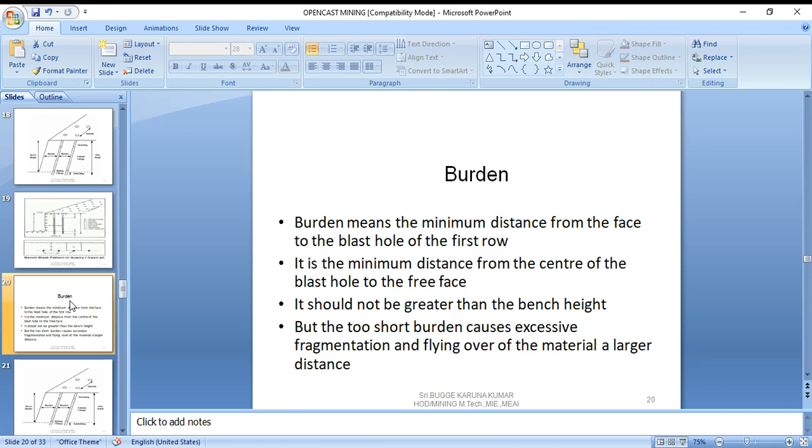Earlier we also learned, in the earlier slide, about spacing. If the spacing is more, what happens? There will be a problem of cratering. If the spacing between holes is less, more fragmentation happens, and the explosive cost will be increased because we are utilizing more explosive. So spacing and burden are very important factors you can observe here.